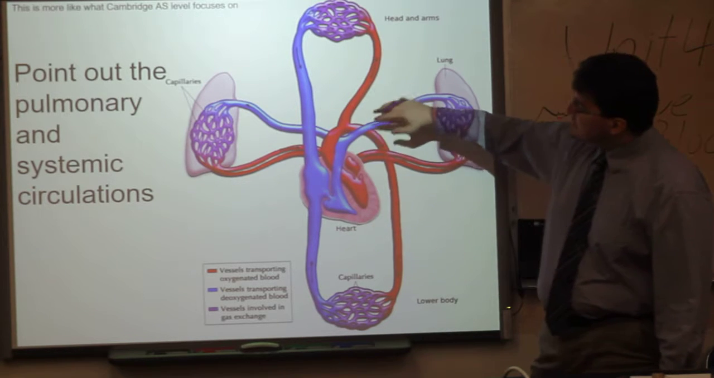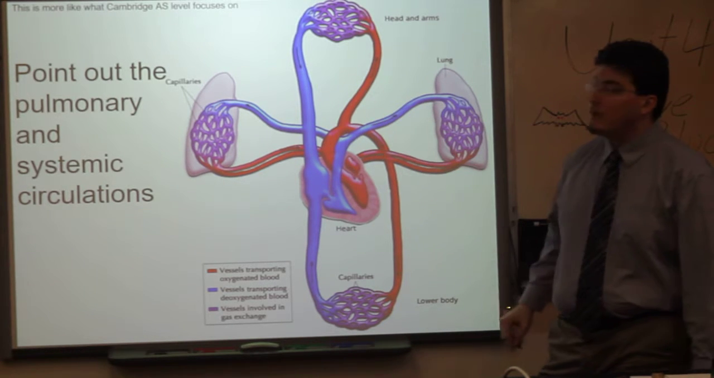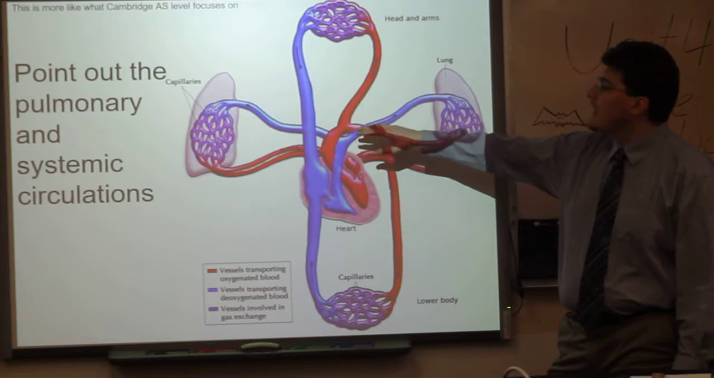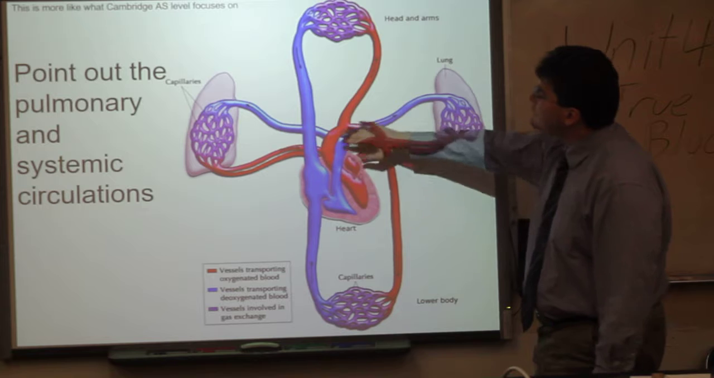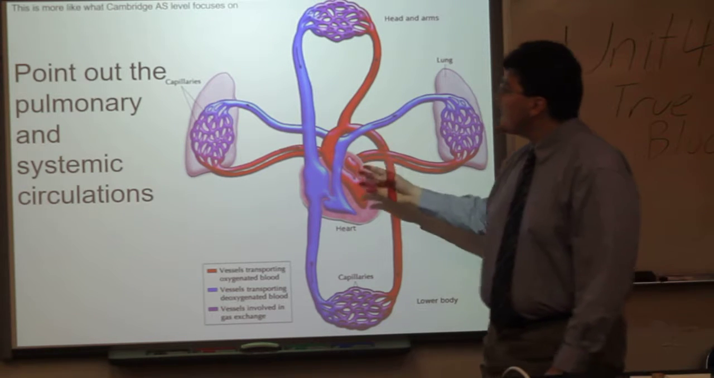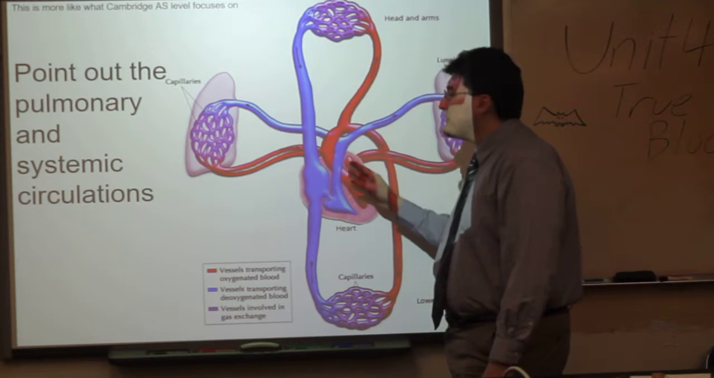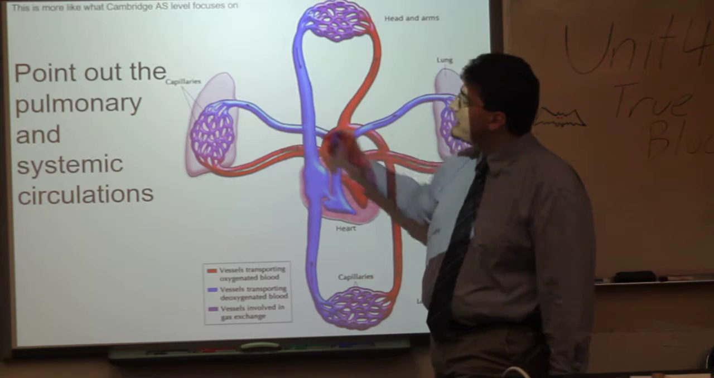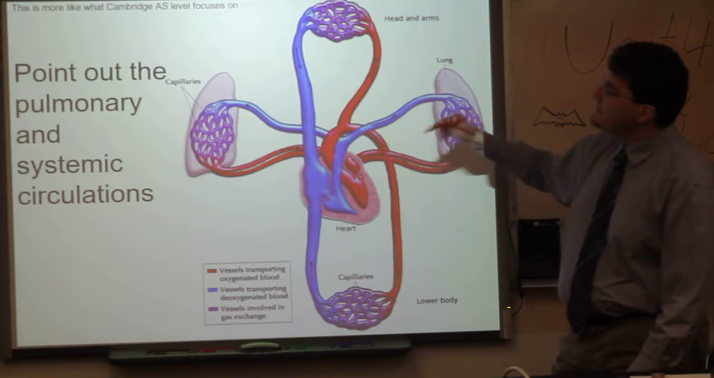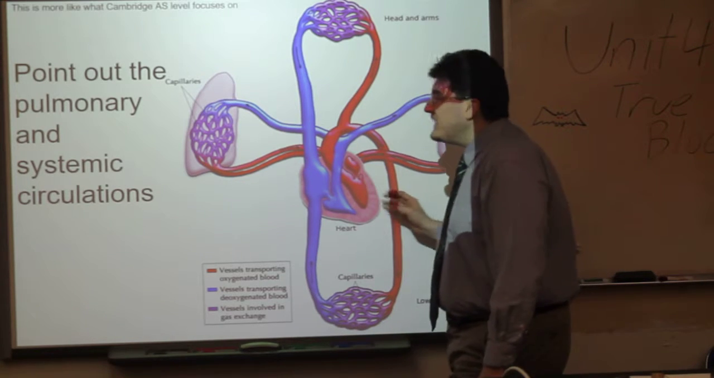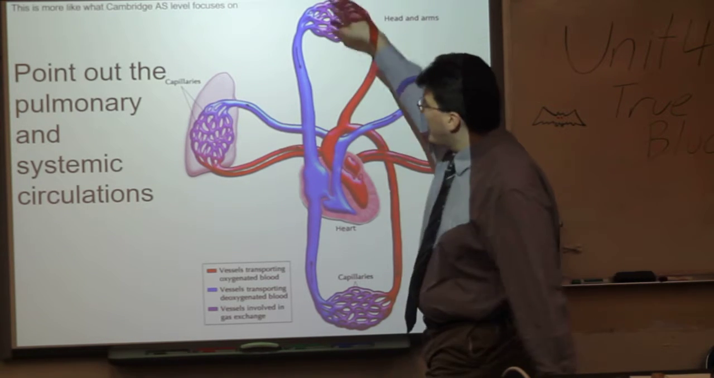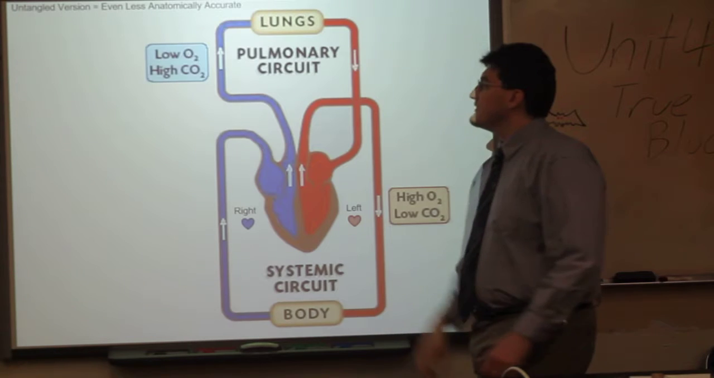Arteries that carry oxygenated blood away from the heart are coming through the aorta. Arteries that carry deoxygenated blood away from the heart are coming through the pulmonary trunk, and the left and right pulmonary arteries. So these are your pulmonary and systemic circulations.